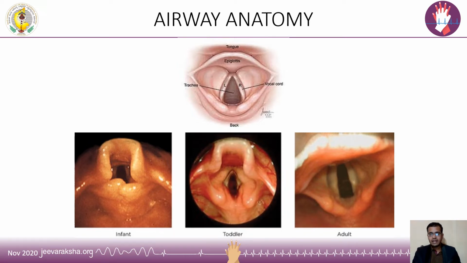And these are the laryngeal cartilages in the posterior aspect. So this is how a laryngeal inlet looks while you are intubating. The left side is a pediatric patient and the right side is the adult patient.